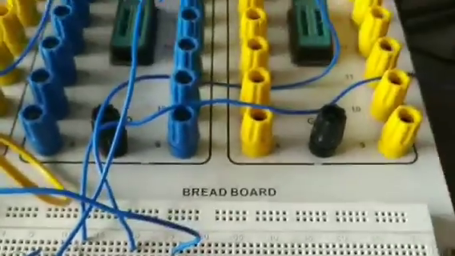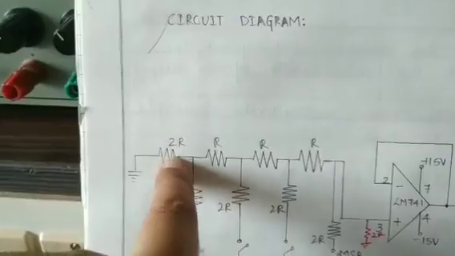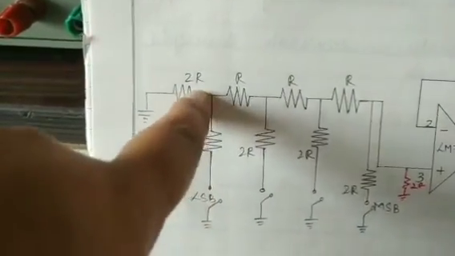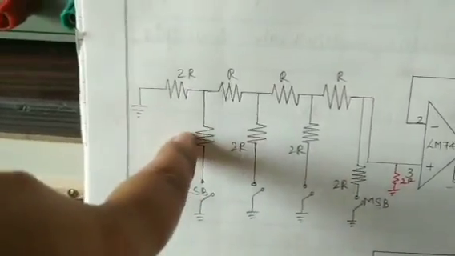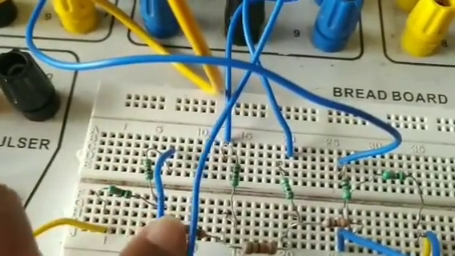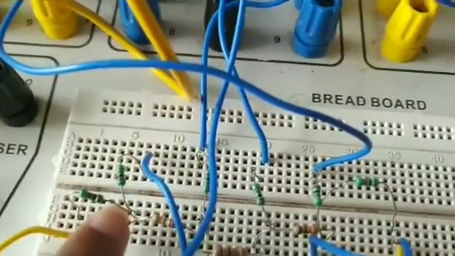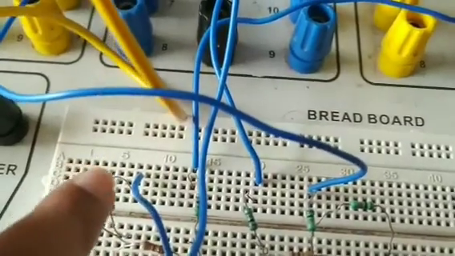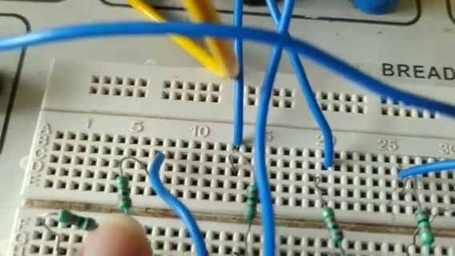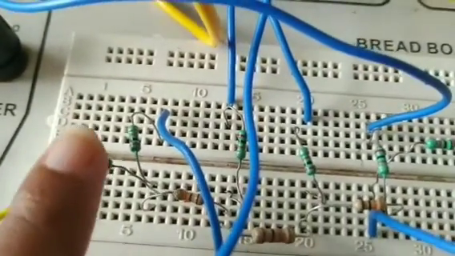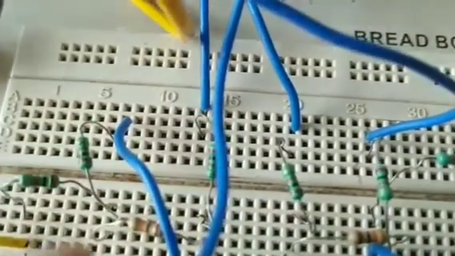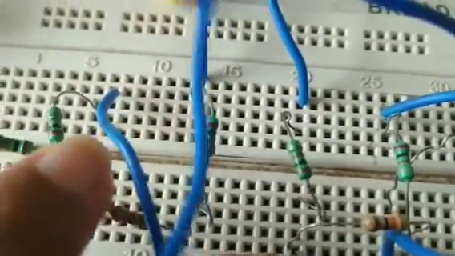Now, the other end of 2R is connected to one more 2R, one more 20K. You can see this color code is also for 20K. So the other end of the first 20K is connected to one more 20K, and see how I have connected it on the breadboard.